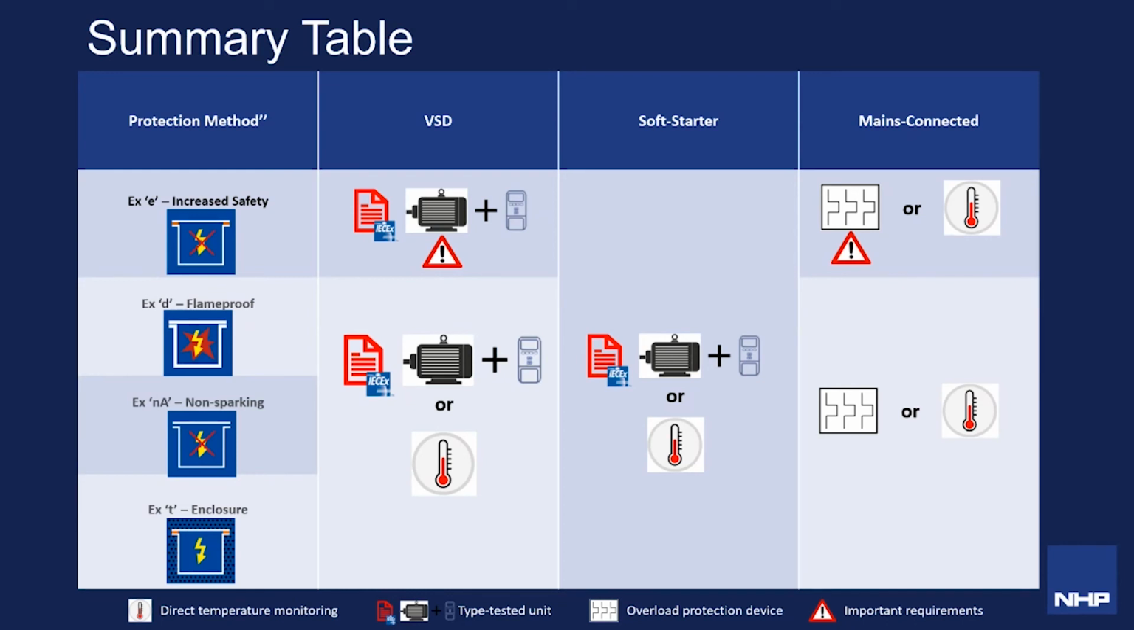So the important requirement symbol is just here to remind you to be aware that there's other things you need to consider. So you might need to look again potentially into the standards for that, but otherwise you can reference this chart.